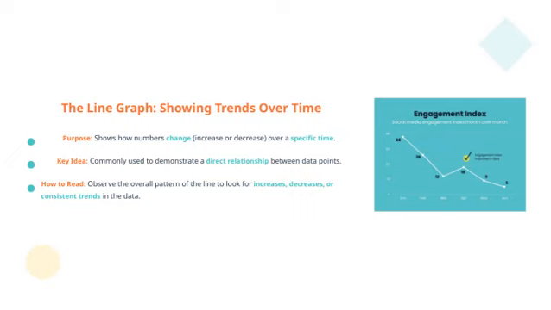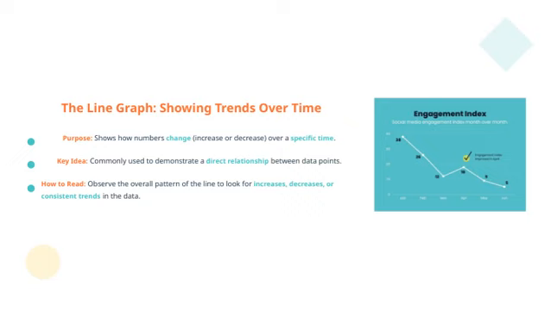When looking at a line graph, the first thing I want to do is observe the overall pattern of the line. Is it going up, down, or staying pretty steady? These patterns can tell us a lot about the data. For example, an increasing trend might show growth over time, while a decreasing trend could indicate a decline. Sometimes, the line stays quite flat, which shows consistency. Understanding these trends helps us see how data points are connected. This is especially useful when trying to understand relationships between different variables.